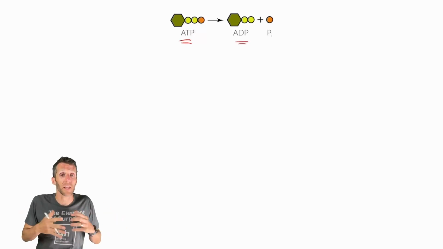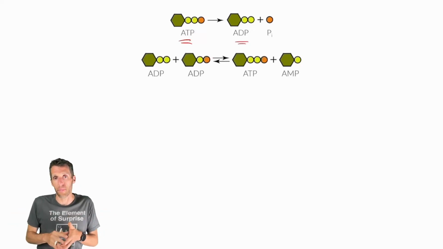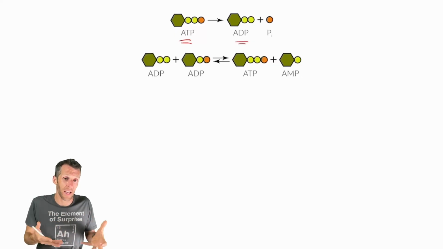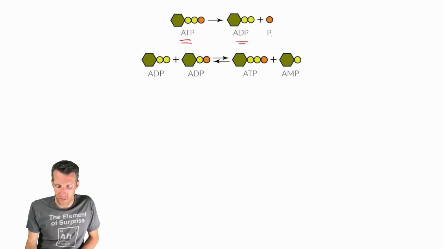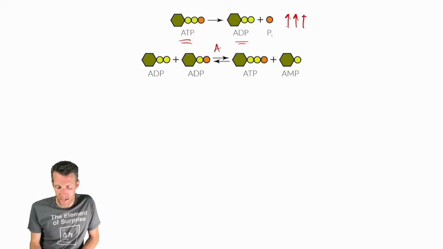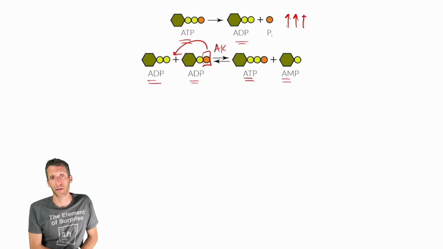Now, immediately before any other metabolic process happens, you start seeing this reaction happen. This is catalyzed by the enzyme adenylate kinase, which is just kind of floating around in the cell all the time. What happens is the concentration of ADP starts to go up. And what adenylate kinase does is it catalyzes the reaction of ADPs combining, basically taking a phosphate off of one, sticking it onto the other, forming ATP and AMP.